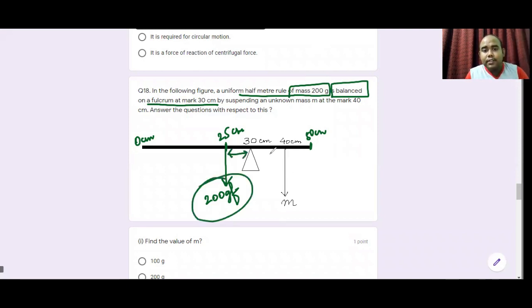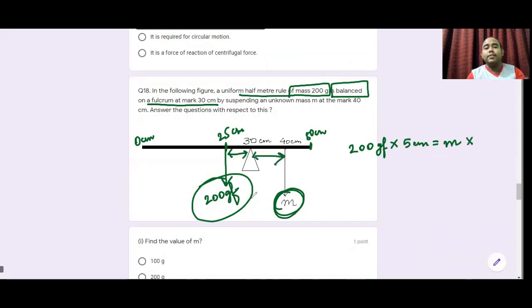So what is that anti-clockwise moment? Force into this distance. What is the force? 200 gram force into the distance. What is the distance? 30 minus 25, which is 5 centimeter, is equal to the clockwise moment. Clockwise moment is produced by the force m, or you can say mass m, into what is this distance? 40 minus 30. So it is 10. And you cancel these zeros and you have m as 100 grams. Since it is mass, we will express it in terms of gram.